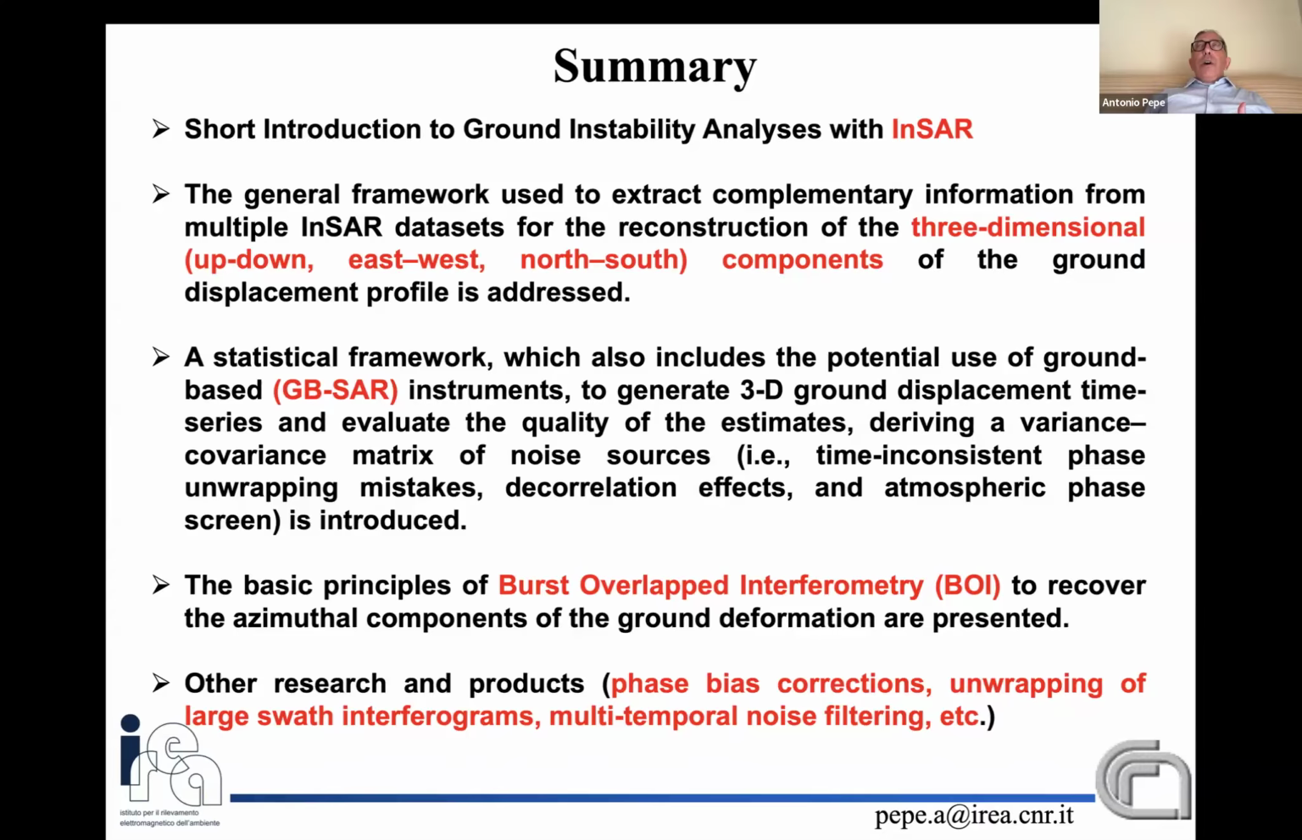As we know, the InSAR analysis based on one single orbit is not able to reconstruct the component of deformation along north-south, but using different flight orbits or even using ground-based SAR instruments, we are able to reconstruct the 3D domain. Then I will spend a couple of minutes regarding the analysis of burst overlapping interferometry, which is a relatively new approach to reconstruct the north-south components. And finally, if I have time, I will introduce some other research and products.